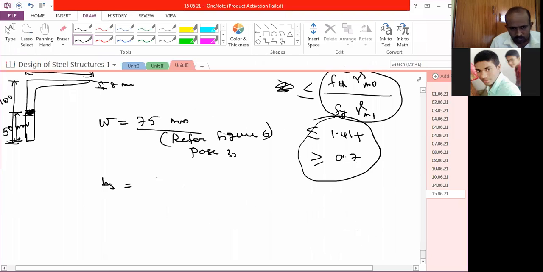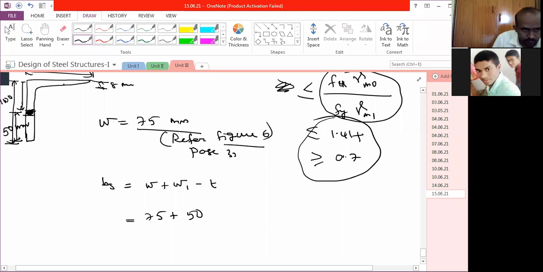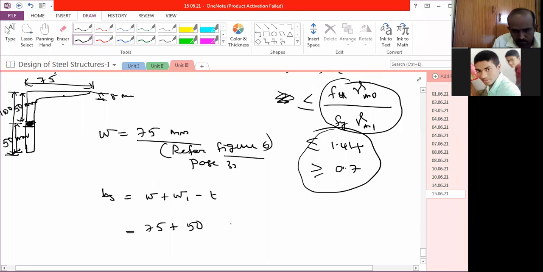Okay, so now you calculate BS. BS how to calculate? So below the figure it is mentioned: W plus W1 minus T. So W how much here? 75, am I right? 75 plus 50. If this is 50 and this also 50, it is coming 50 plus 75 plus 50 minus 8. So what is BS? 125 minus 8, that is 117 mm, right?